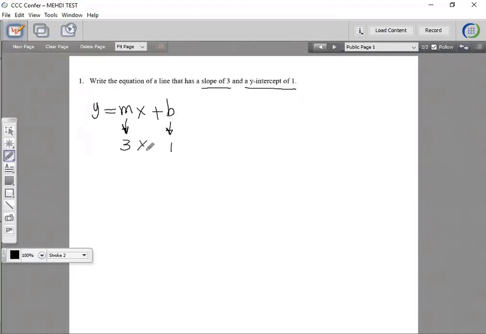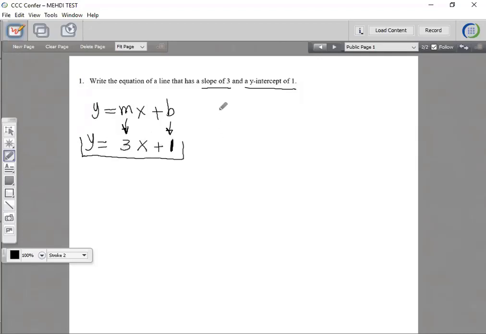So the equation of the line that has a slope of 3 and y-intercept of 1 should be written as y is equal to 3x plus 1. This is the equation of the line that would have the y-intercept of 1 and the slope of 3.